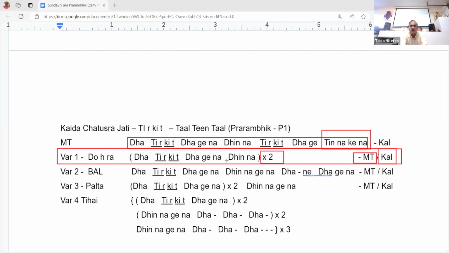Ishan, do it on the clap. Say we'll play it later on, Ishan. Same thing, Vedant. Okay. 1, 2, ready, go.